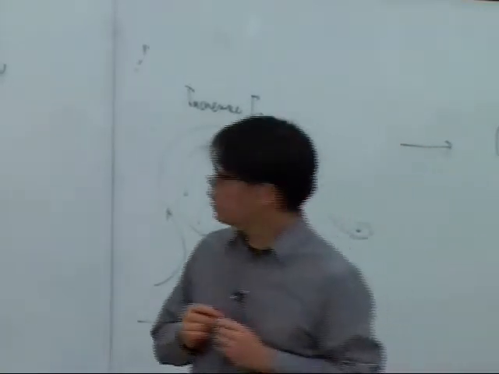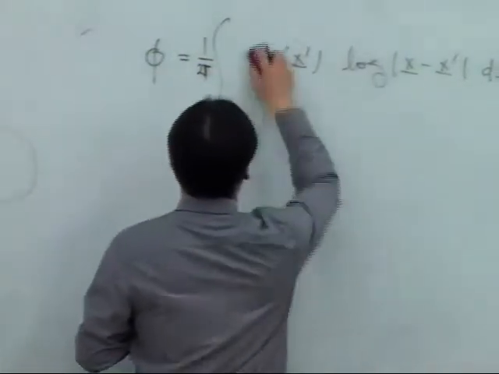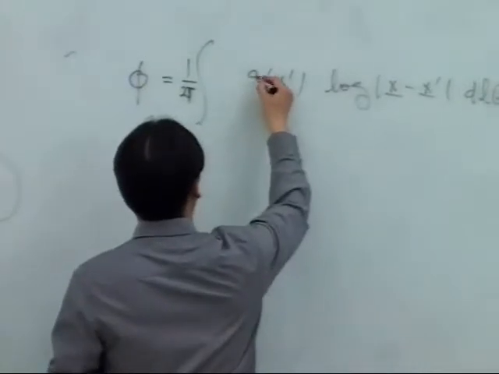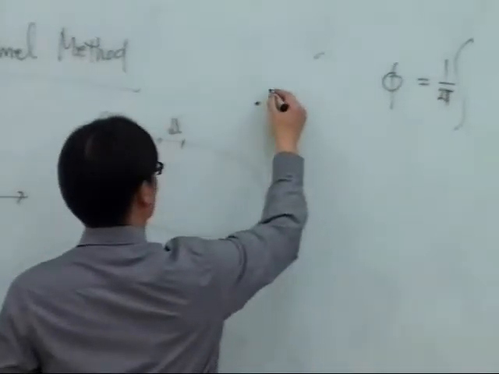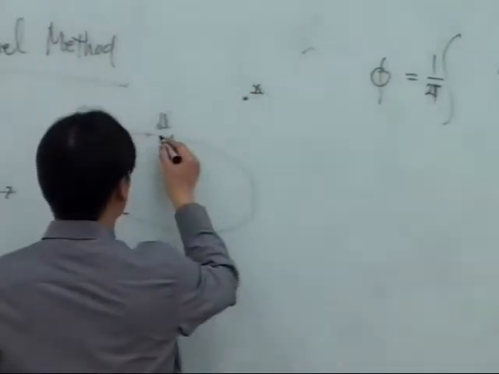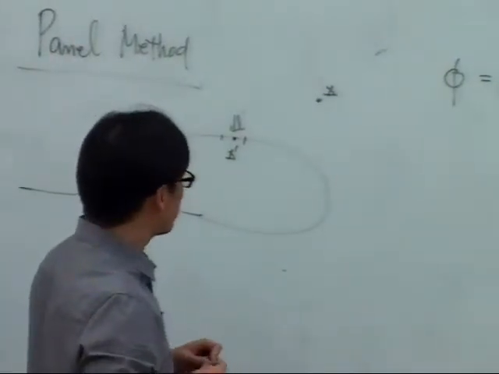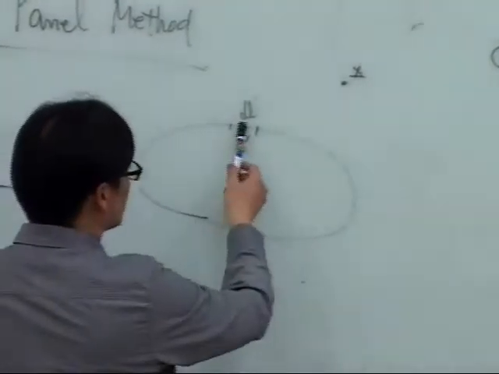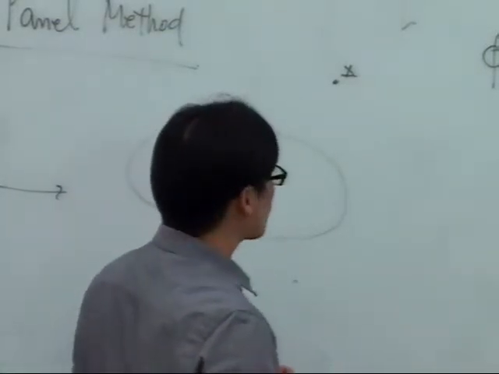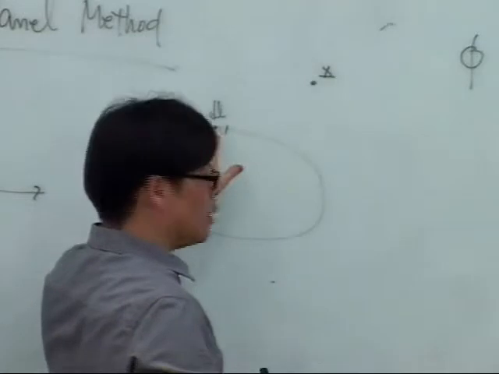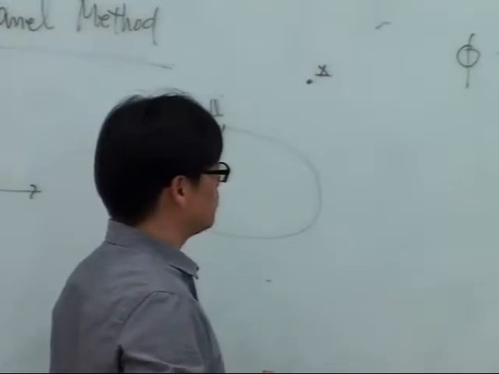Or okay, let me change the notation to be consistent with my handout. Sorry, let me use Q here. So x is a point in here, and x prime is sitting on the surface of a body. So you have a continuous distribution of source along this body, okay? And x can be anything here, or it can be on the surface of the body.